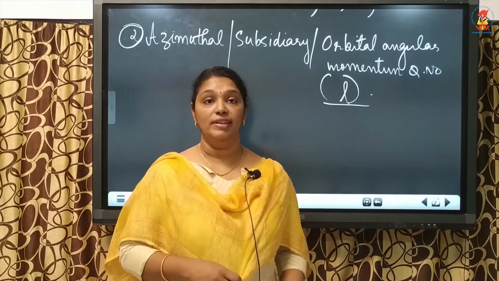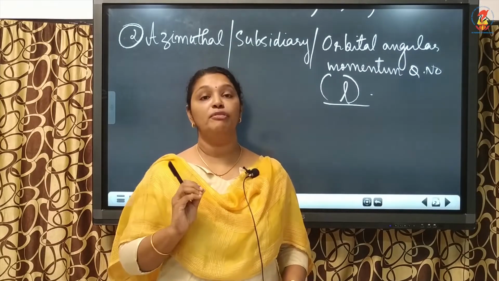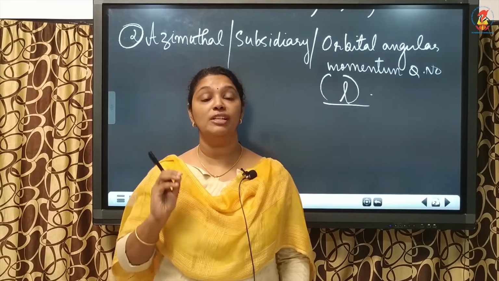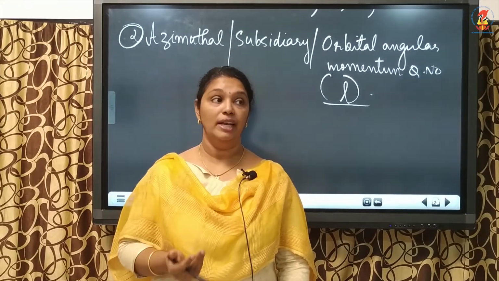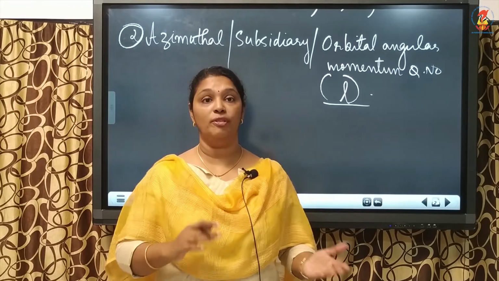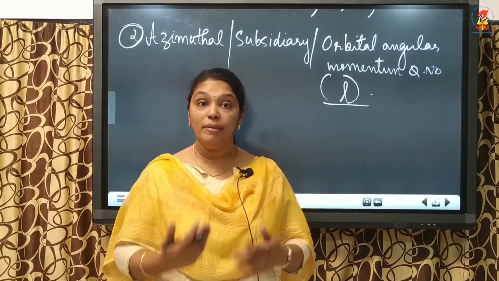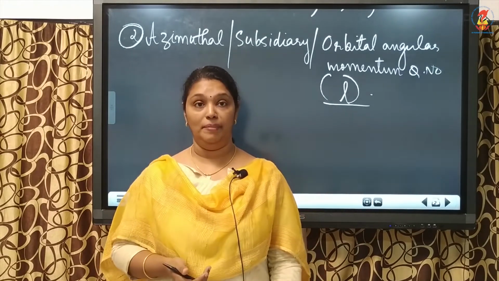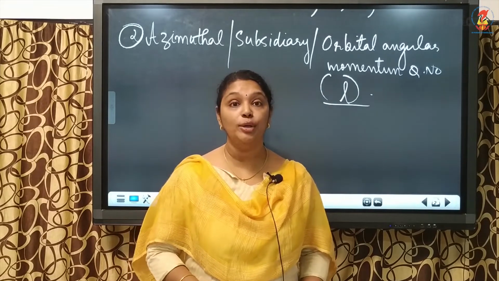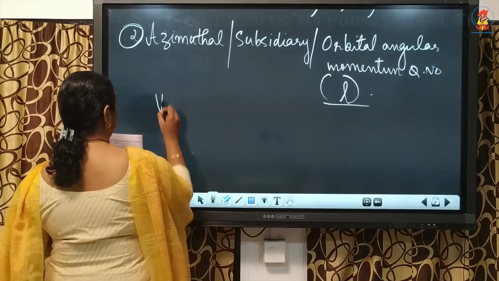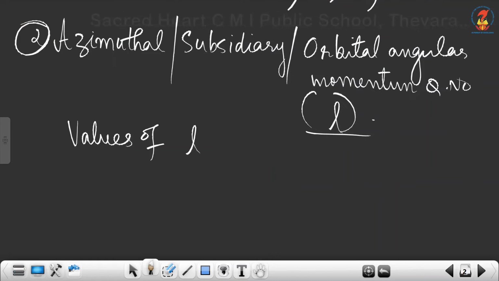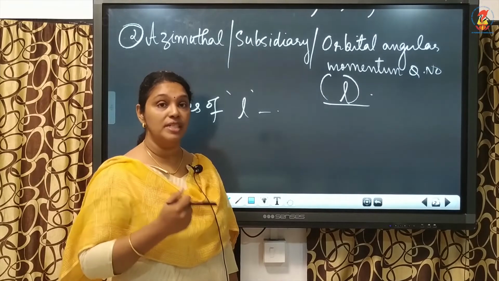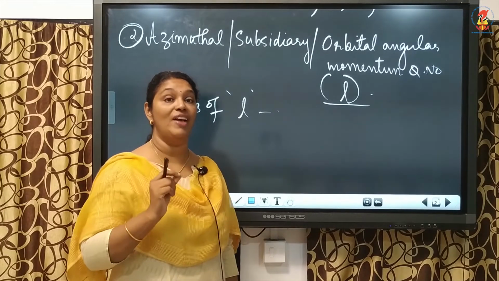Now, what information will this l give? It gives information about the three-dimensional shape of an orbital. But you will learn about the three-dimensional shape of orbitals only in the next video. But we get many other pieces of information from l, our azimuthal quantum number. So, let us see the values of l. Now, the l value depends on the n value, that is the principal quantum number. So, I am going to give the values of l.